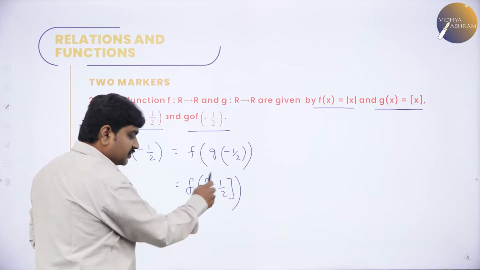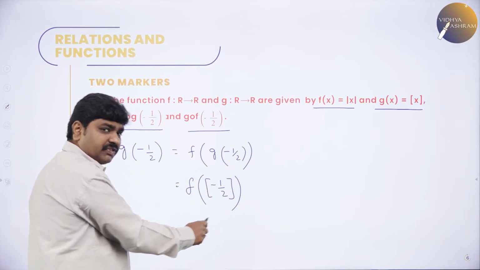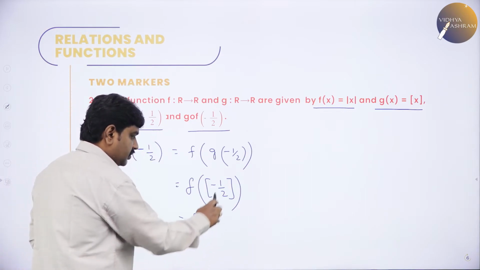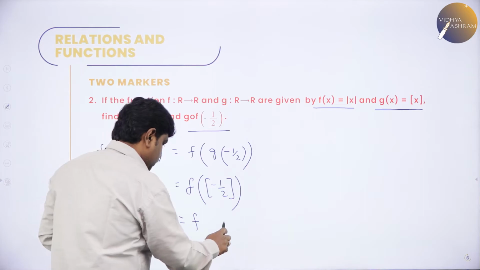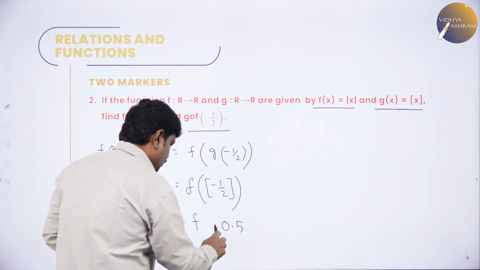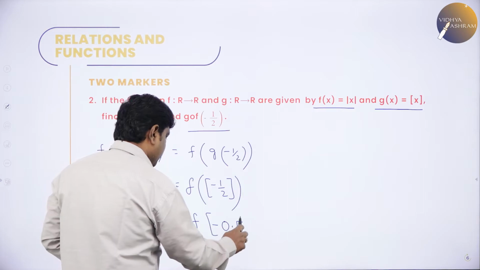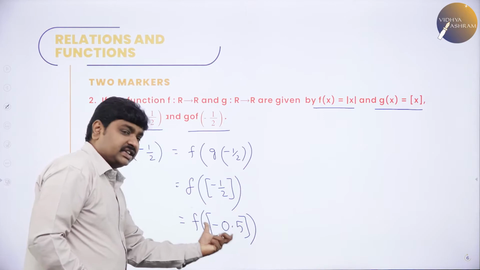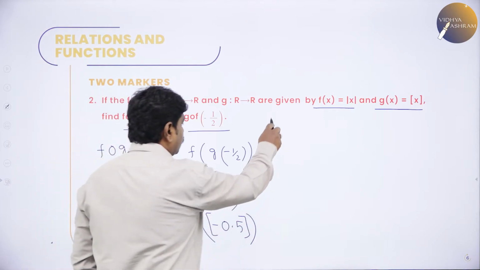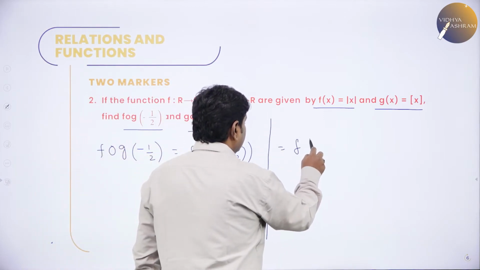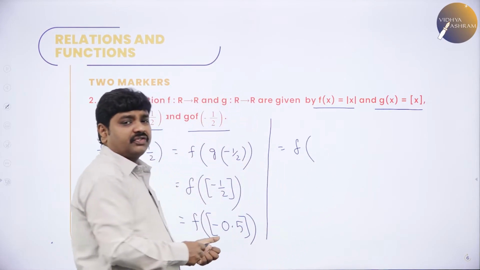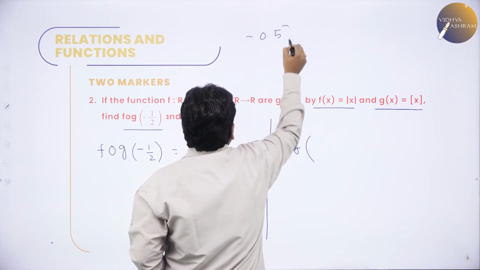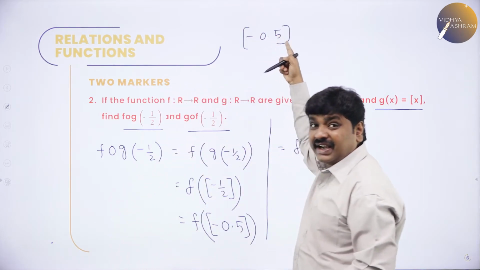So now simplify this. Before you apply f, first simplify. Here we need to simplify: when I divide 1 by 2, it will be 0.5 and the negative sign as it is. Now square bracket of minus 0.5. How to read this? f of greatest integer of minus 0.5. Now tell me, before you apply f, what is greatest integer of minus 0.5? It should give you an integer which is near and less than this.